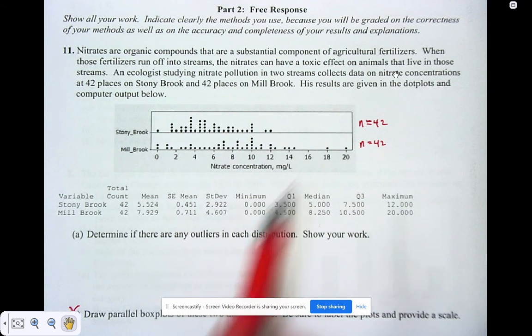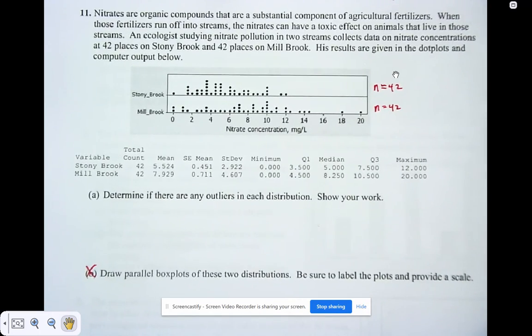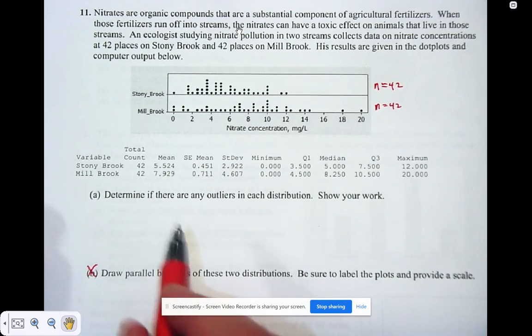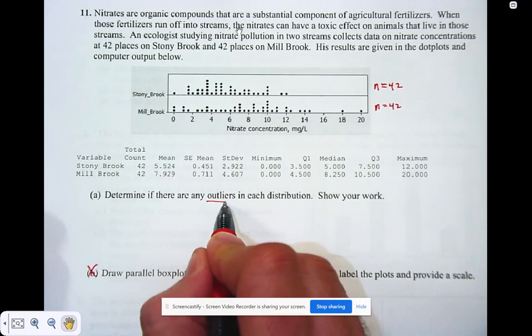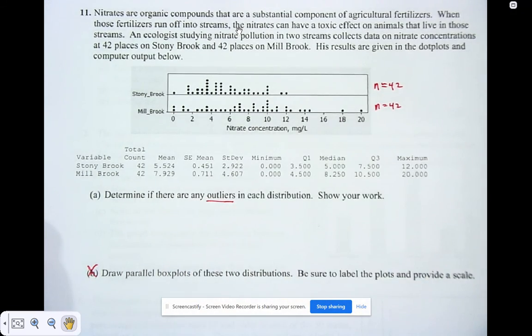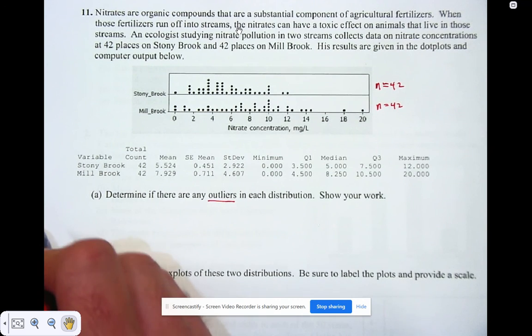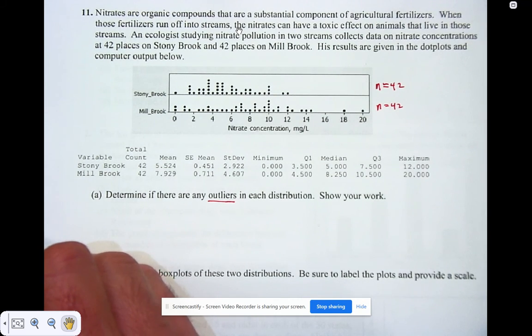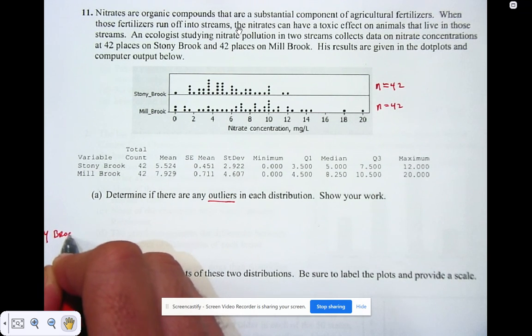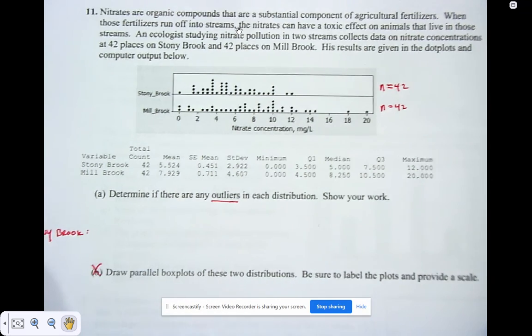They're the results, and you get a bunch of statistics. Part of this chapter, in quiz 2, I definitely made you do this by hand. I give you all the data, determine if there are any outliers in each distribution. So you have to do both. What I'm going to do is start with Stony Brook.